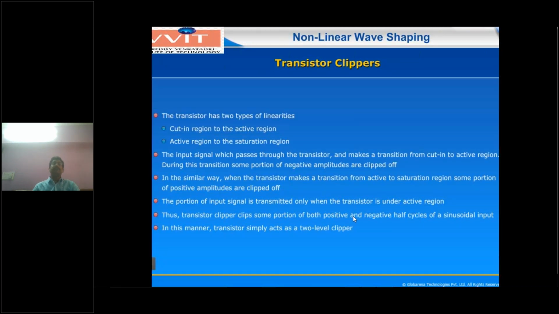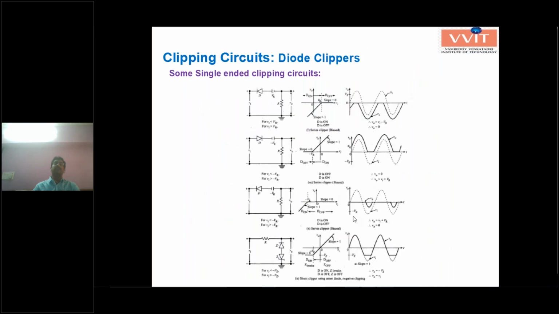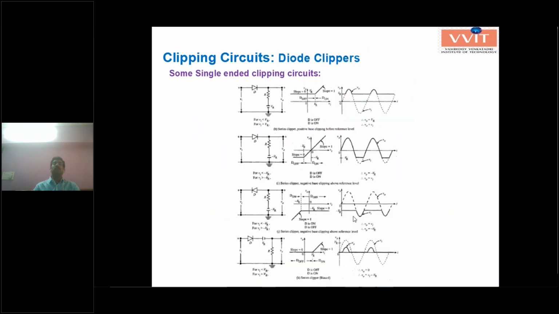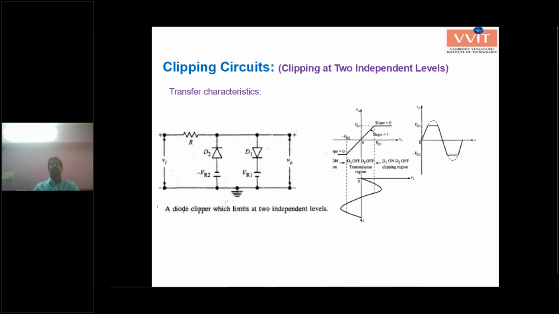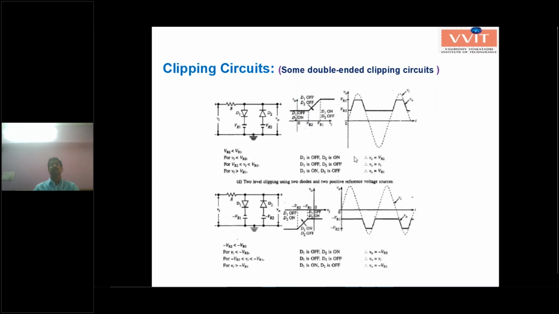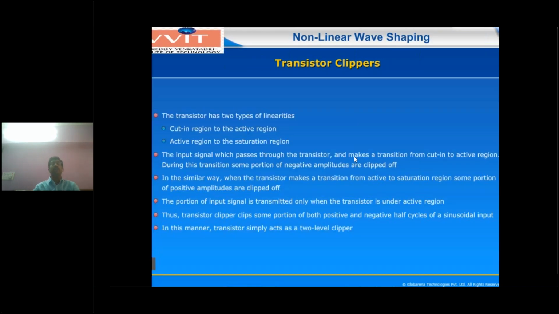And up to now you have seen single level clippers and two level clippers using diodes. Single level means a single diode is used, and the reference voltage will be 0 or some reference voltage. A two level clipping circuit means multiple diodes, two diodes and two reference voltages, are used for clipping at two independent levels. And another one is by using transistors, which is also a non-linear element.